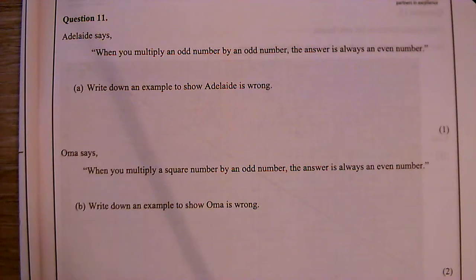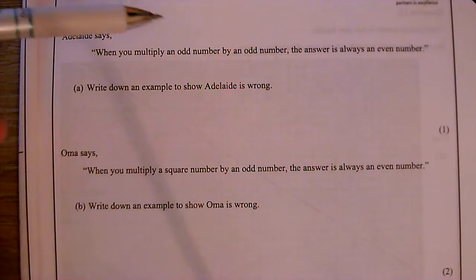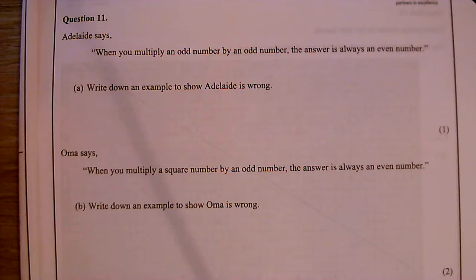Question 11. Adelaide says, when you multiply an odd number by an odd number, the answer is always an even number. Write down an example to show Adelaide is wrong.